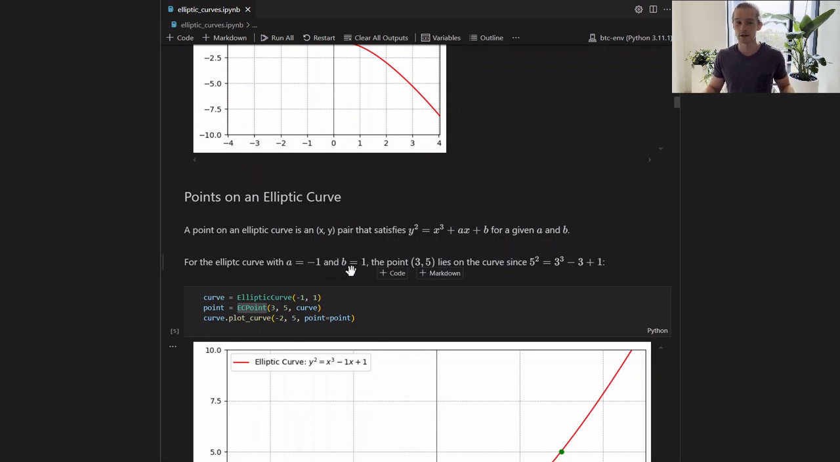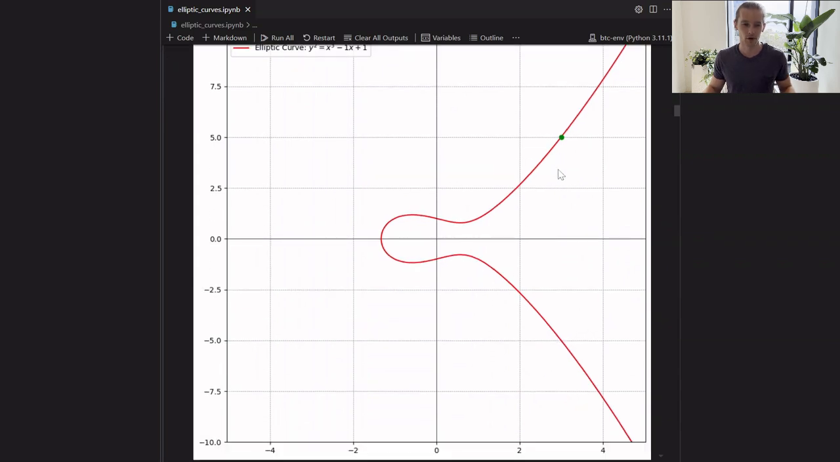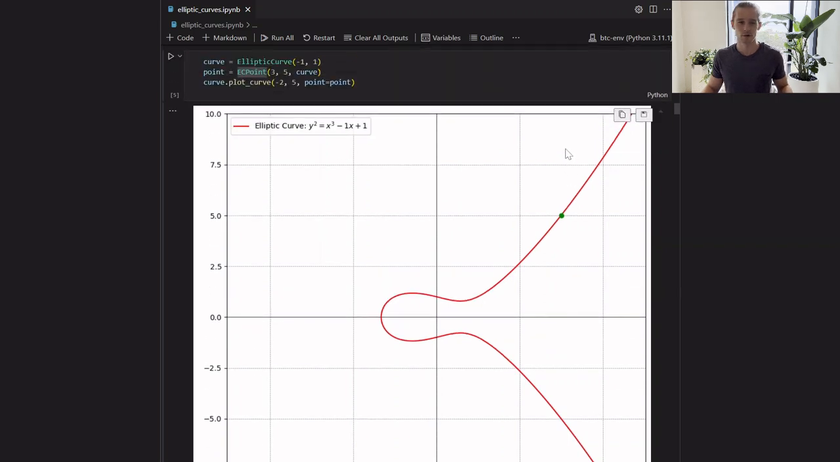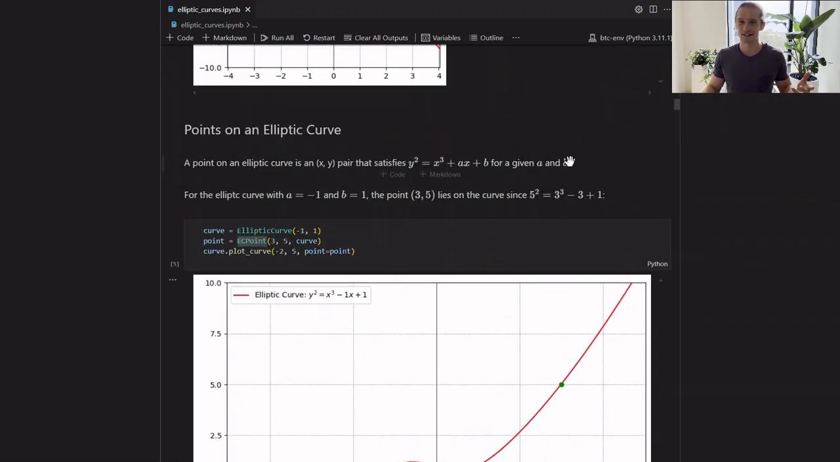So if we look at the same curve that we looked at in the very first plot with a equals -1 and b equals 1, then we can see that the point 3, 5, if you look at the x-axis labels 3, y-axis labels 5, does actually lie on the curve. We can even plug in the numbers and verify this mathematically. On the left-hand side, we plug in 5 for y, 5 squared is equal to 25. On the right-hand side, we plug in 3 for x. First we have 3 cubed, which is 27, minus 3 is 24, plus 1 is 25, and 25 does in fact equal 25.